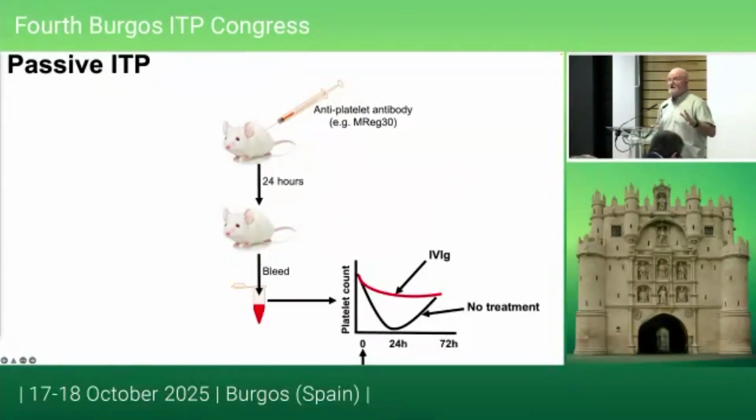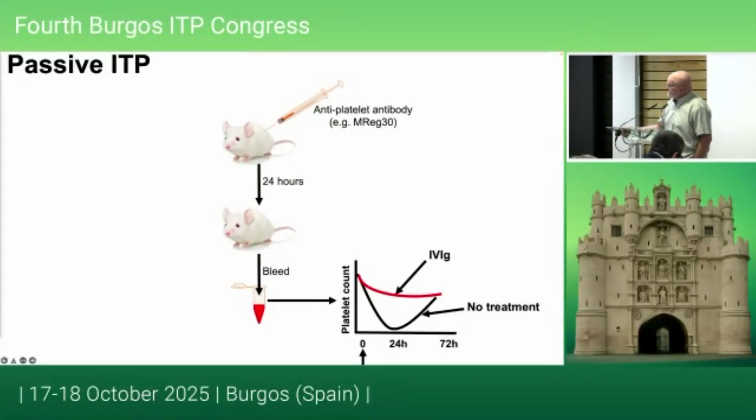So the passive model is incredibly simple. You take a mouse and you give it an antiplatelet antibody. The most canonical platelet antibody that we use in the literature is this clone called MWReg30. And when we inject it, within 24 hours we can bleed the animal, and you can see generally how the platelet counts look on the right. The animal becomes thrombocytopenic within a day. And then if you don't give them any treatment, their platelet counts will rescue within 2 to 3 days.